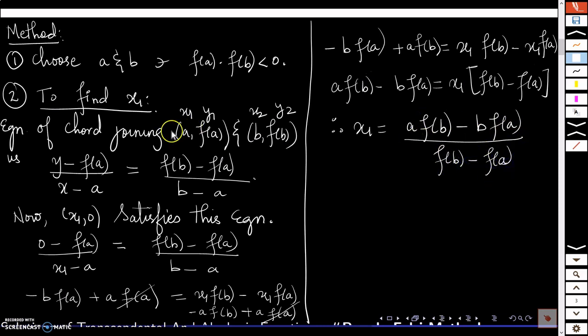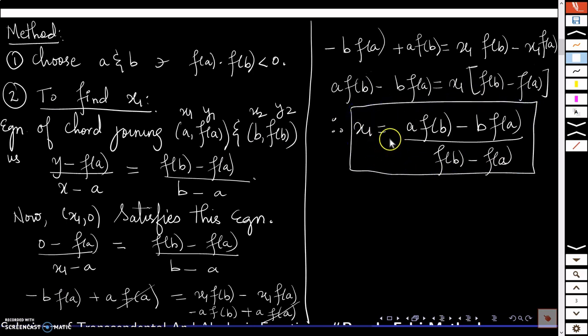a and b are known to you, so you can compute f of a and f of b. So all the terms on the right hand side are known to you, and hence you can substitute their values and you can find the value of x1, right? Then what you do is you compute x1 and find its value at the point f of x1.